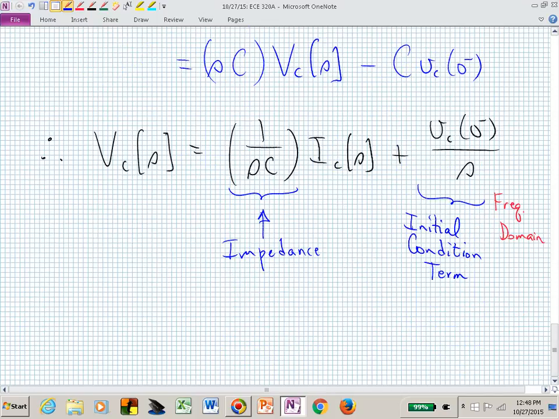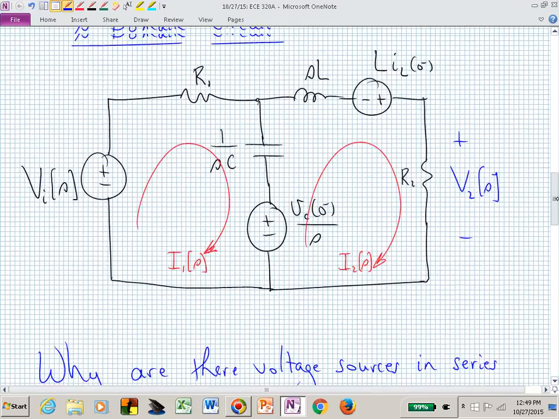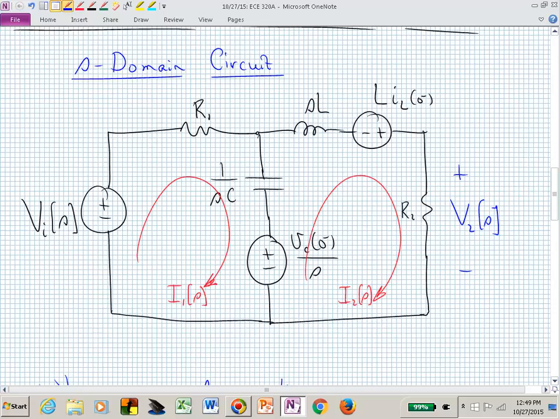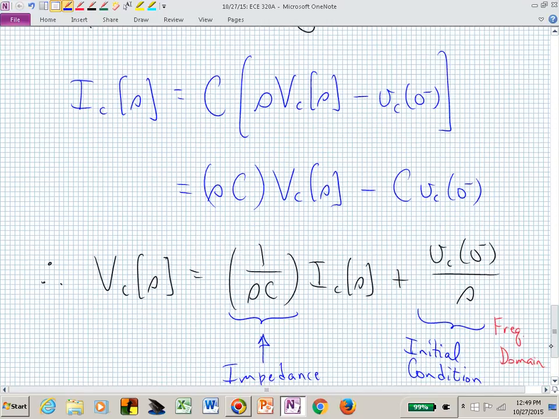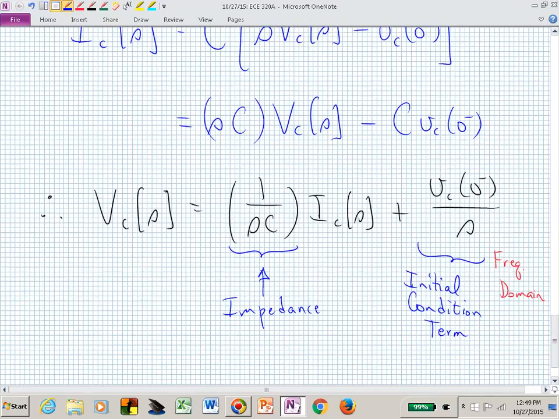Meaning now that we've gone into the frequency domain, we can accommodate both the current voltage relationship, or the impedance of our capacitor, and we can also incorporate the initial condition, or the initial voltage on that capacitor, all in one relationship. This now is contained in this center branch. We now have the impedance of our capacitor, that's 1 over SC, and we've also incorporated this voltage source, and then you can determine why that polarity is what it is based on this relationship.